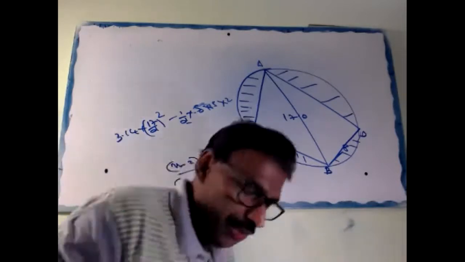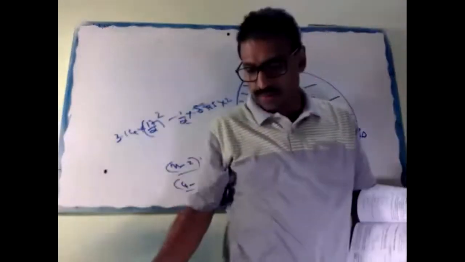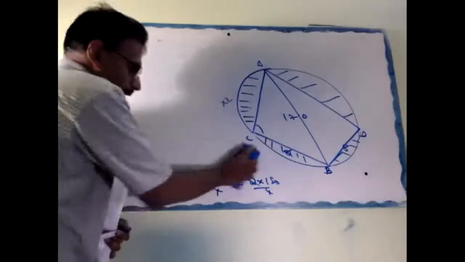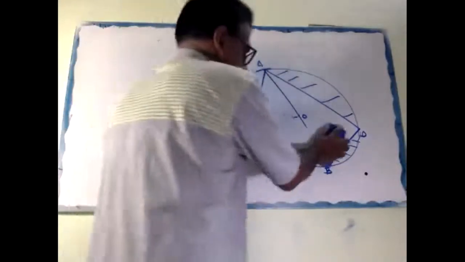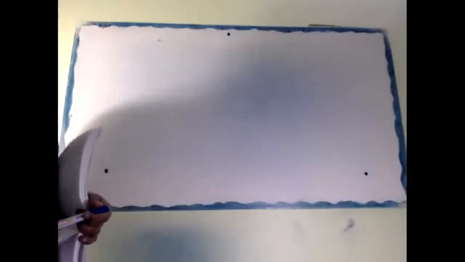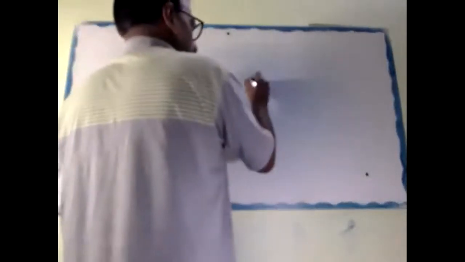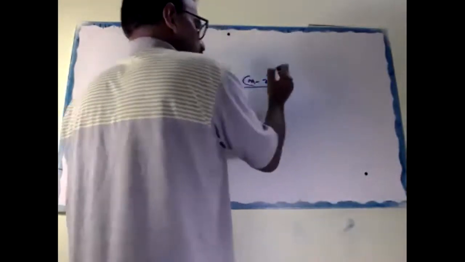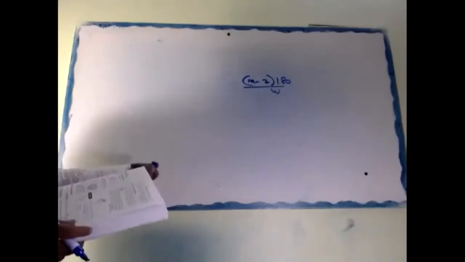N minus 2 into 180 by n, each angle of a regular polygon. Each angle of a regular polygon equal to n minus 2 into 180 by n. Okay, now our question. Write the question.